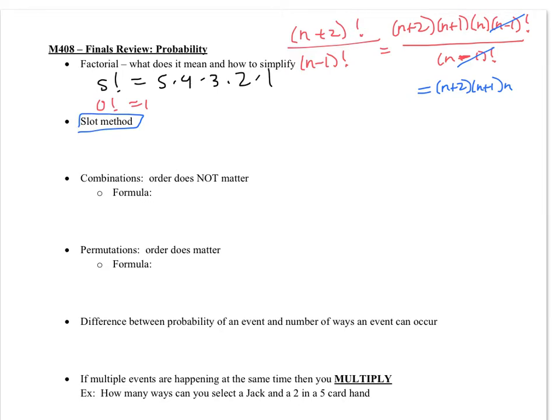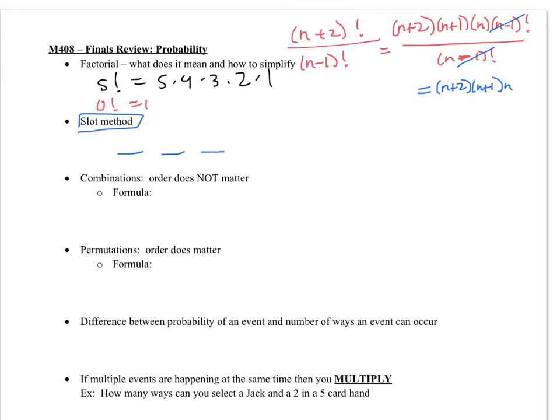Slot method is used when we are looking at a variety of choices in a specific order. So for example, if I want to know how many ways can I choose specific things out of a bag, and I'm going to be changing how many options are left depending upon what I picked out, then I would look at several slots and I would fill in the blanks.